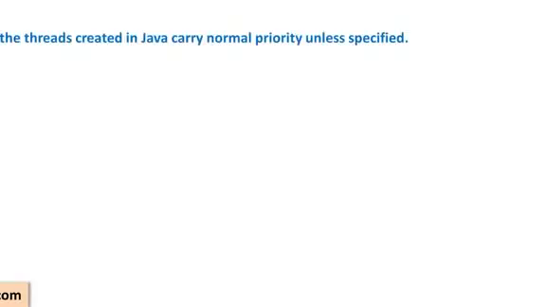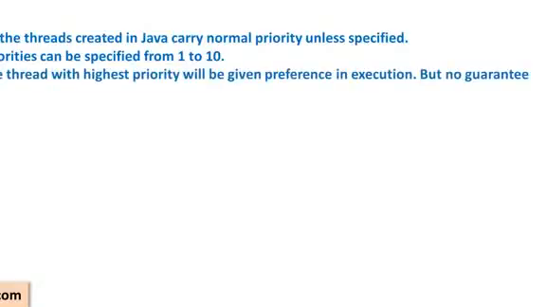Understanding thread priorities is important to know how the yield method works in a multi-threading environment. Now remember that all threads carry normal priority when you don't specify any priority for them, and priorities can be specified from 1 to 10, 10 being the highest priority, 1 being the lowest, and 5 being the normal priority.